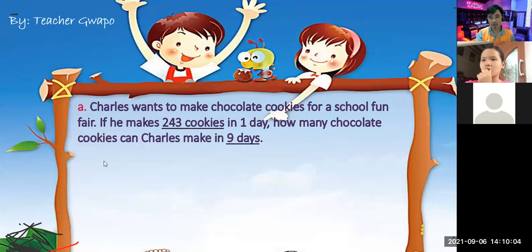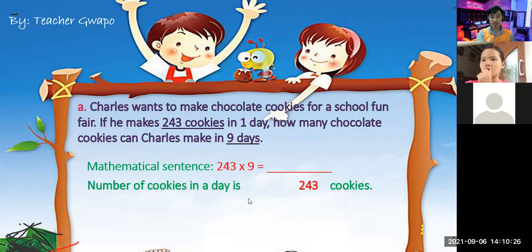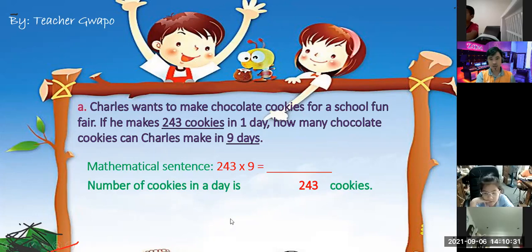Okay, now here we will write the multiplication or mathematical sentence. We just write here that 243 times 9. Where does this 243 come from? This is the number of cookies that Charles can make in one day. So multiply, how many days is he going to make? 9 days. So we write here, number of cookies in a day is 243. Okay, 243 cookies. And then we will multiply to the number of days. How many days? 9 days.